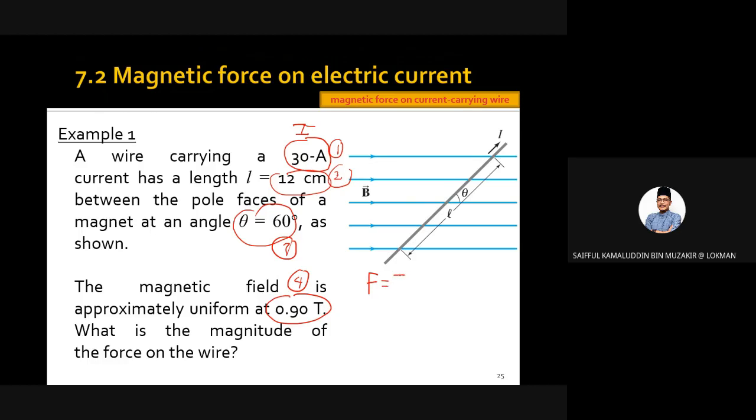Simple. F equals I, L, B, sin theta. Please, dear students, the formula is given in any examination. If the question looks complicated, actually you just need to plug in all the parameters. I is given, L is given, B is given, theta is given, and the formula also given. You just need to plug in.